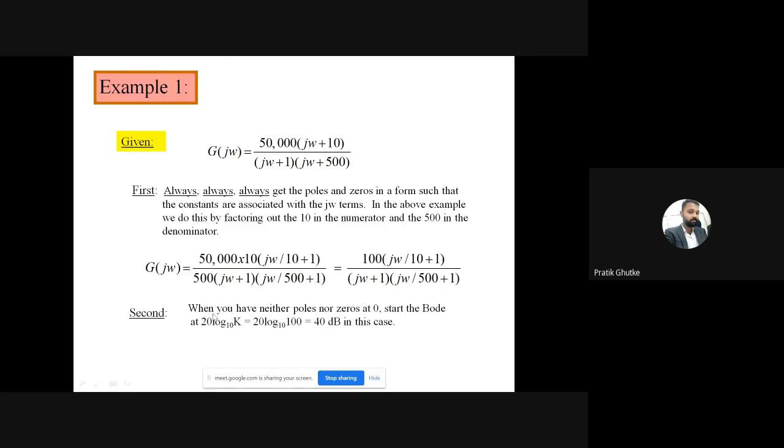So what is your second step? When you have either poles or zeros at 0, start the Bode plot with 20 log of k. So in this case, what is my k?